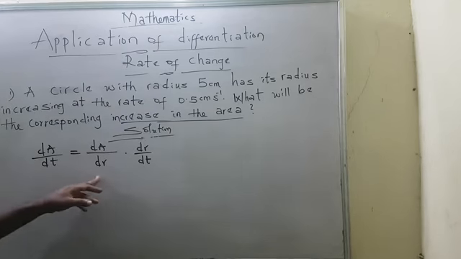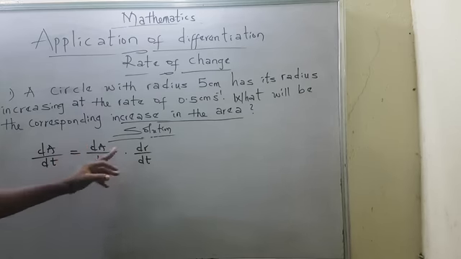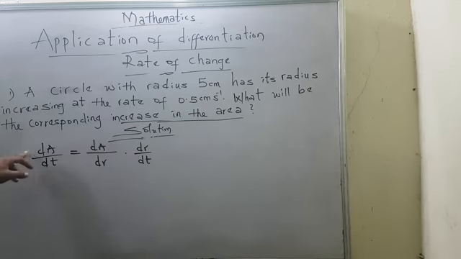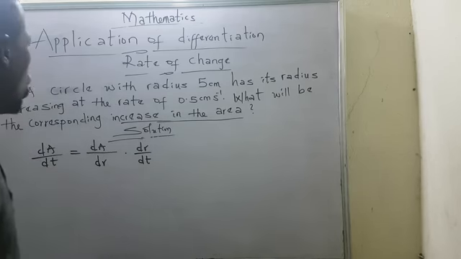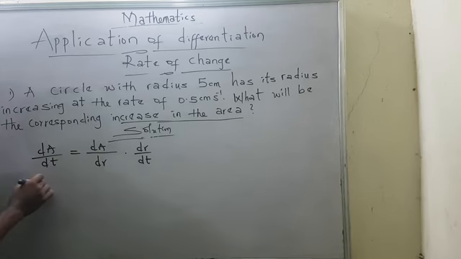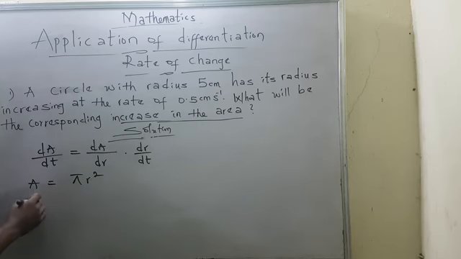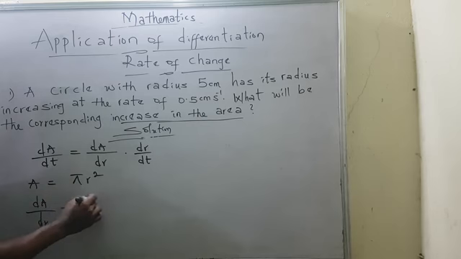Now, how do we get this out? We don't have dA/dr. We have dr/dt, which is this. We don't have dA/dt. But we can get dA/dr, because dA/dr means differentiation of the area of this circle with respect to the radius. Do you get? Since we know the area of a circle is pi r squared, differentiating A with respect to r, dA/dr will be 2 comes down, that will be 2 pi r.